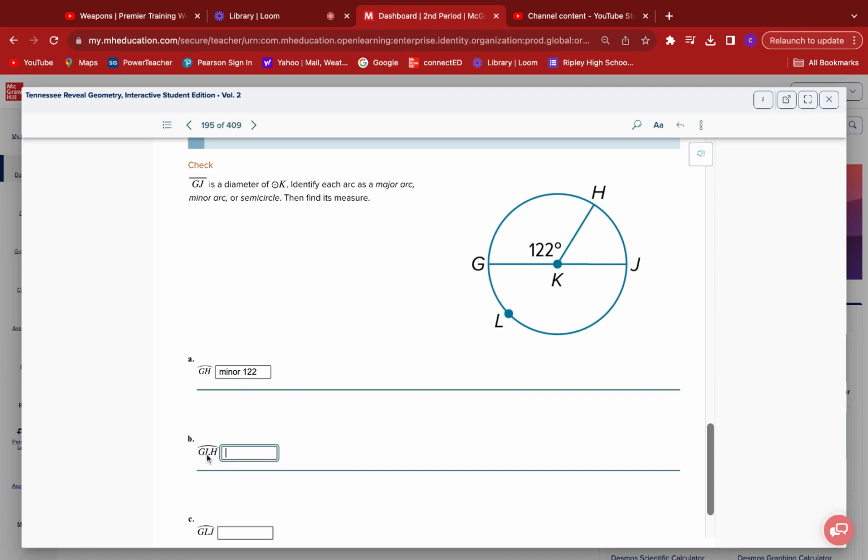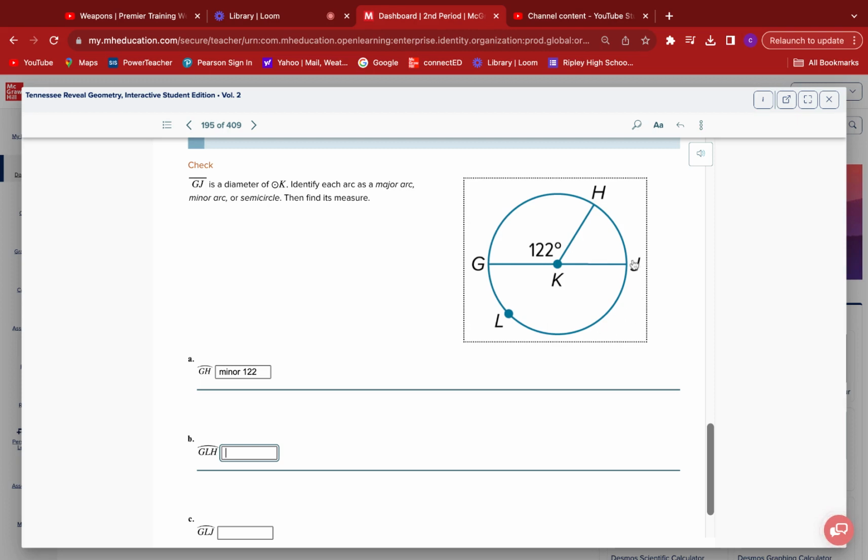GLH. Starting at G, going towards L, stopping on H. Well, it's definitely bigger than a semicircle because GLJ is the semi. And I need to know what this leftover right here is to add it in. All right, so you can do it a couple of different ways. You can say, hey, this is a semicircle, so 180 minus 122 would be this little leftover right there. And it might be the easiest for students to see if you're a brand new teacher. So 180 minus 122 is 58. So this little angle right here, HKJ, is 58 degrees.